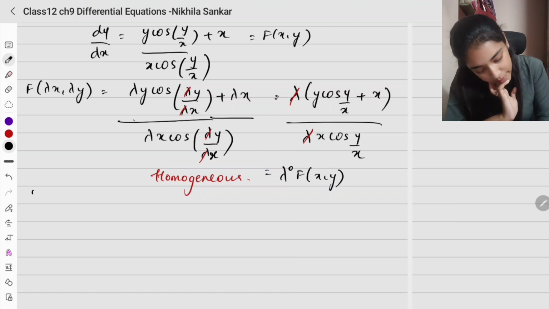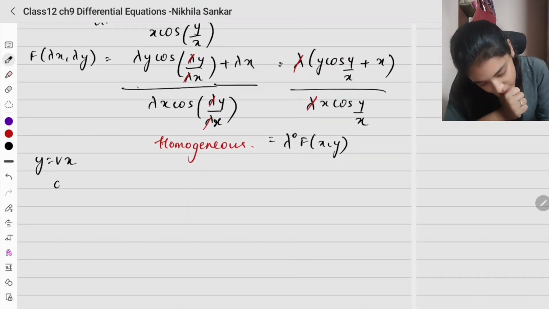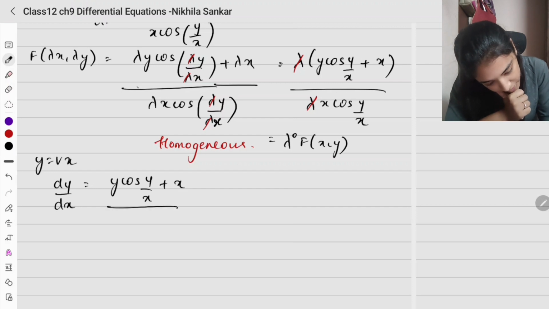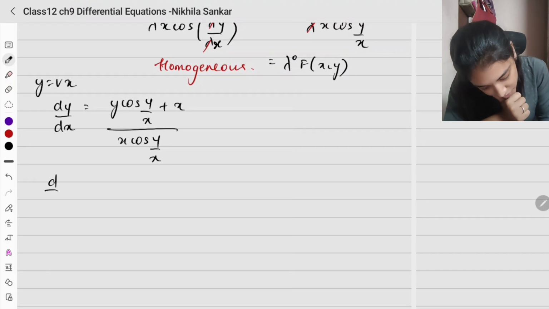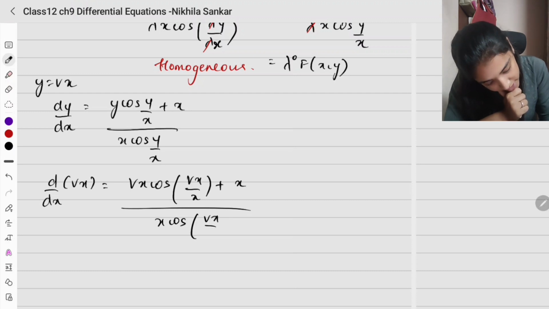Okay, what is my next step? We can do the substitution y equals vx. So what am I going to have? dy by dx equals y cos y by x plus x divided by x cos y divided by x. Instead of y, vx. So d by dx of vx equals vx cos of vx divided by x plus x the whole divided by x cos of vx divided by x.